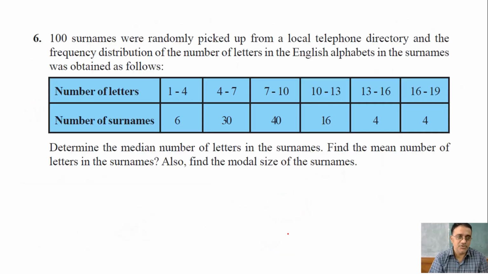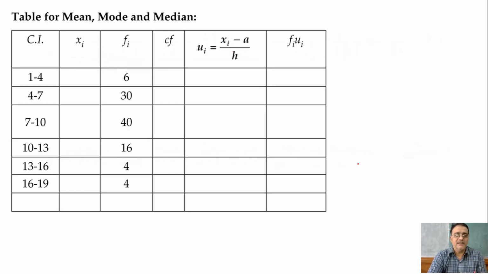Now sixth question. In this question also we have to find all the three: mean, median and mode. So 100 surnames were randomly picked up from a local telephone directory, and the frequency distribution of the number of letters in the English alphabets in the surnames was obtained as follows. Determine the median, first median, then mean, then modal size of the surname. First you check whether the class intervals are continuous or not. Yes, sir, continuous. So we'll find mean, median, mode.